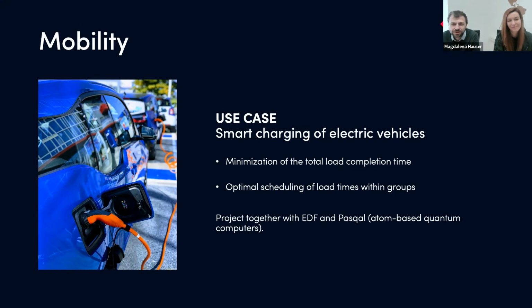Anyways, what we want to minimize is the total load completion time and an optimal scheduling of the load times. And this was a project where we basically got exactly this information, and we came up with a way how to encode this on a quantum computer. This was a project together with Electricité de France and Pascal, which is also a French company based on atom quantum computers. And what we found was that with our compiler, we can get a scaling advantage compared to any other algorithm, and we can basically solve these problems. Now, just to keep your expectations not too high, this is at the moment still done for toy models, which means we have 4 charging stations and 4 cars. However, this is something where we know how to scale up and how to calculate this on a quantum computer.